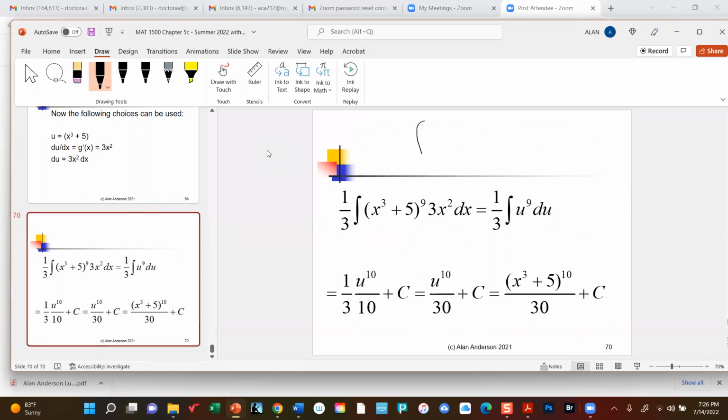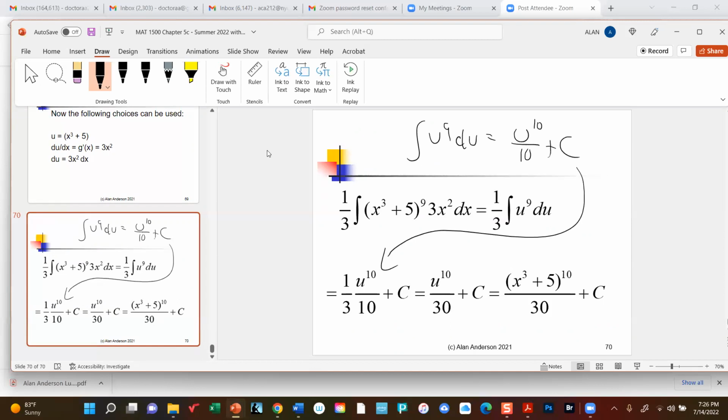And of course, this equals, because of the power rule, u to the 10th over 10 plus c. We also have this 1/3 here, so we end up with u to the 10th over 30 plus c. And of course, once again, we have to replace the u with the original expression of x cubed plus 5, and that's it. How do you like that? Okay, so that was the end of 5C, I called it.